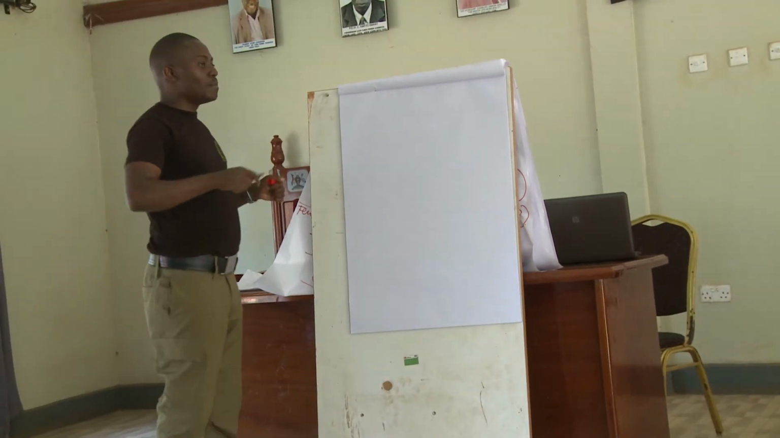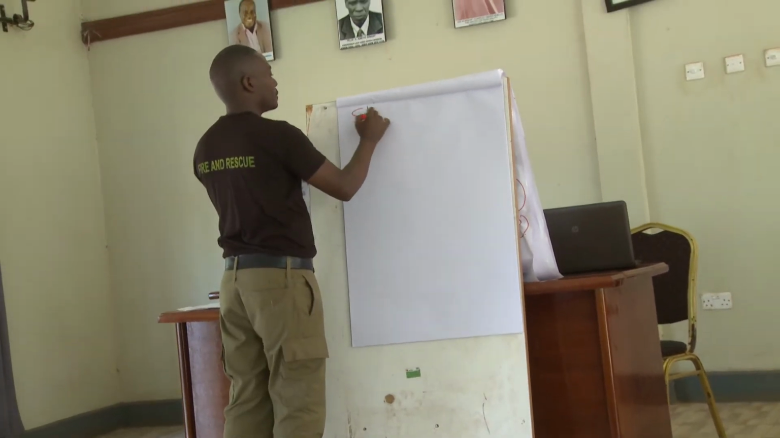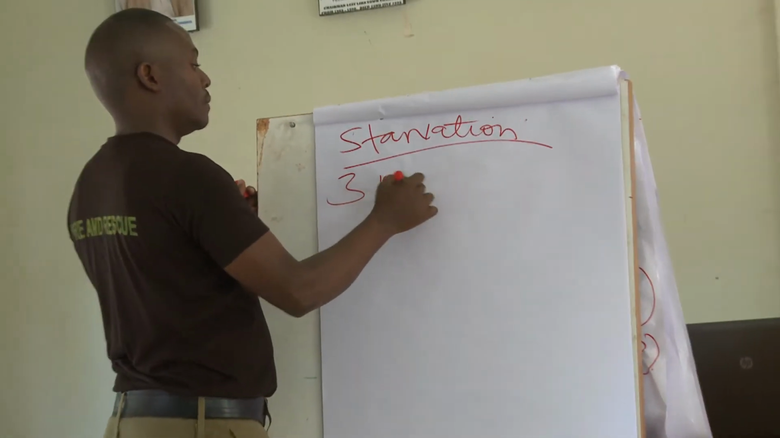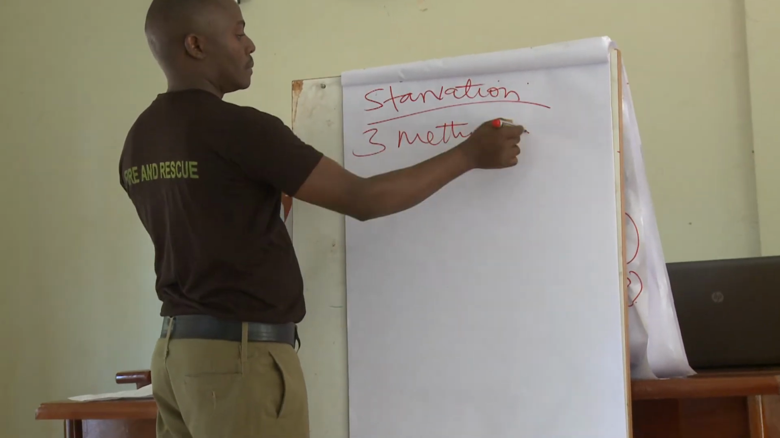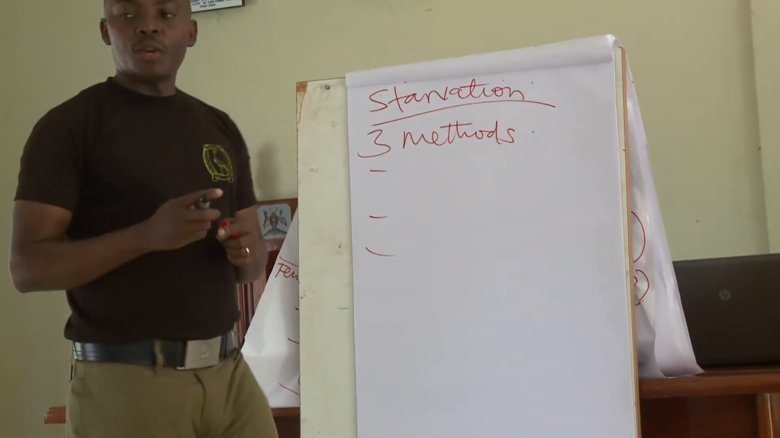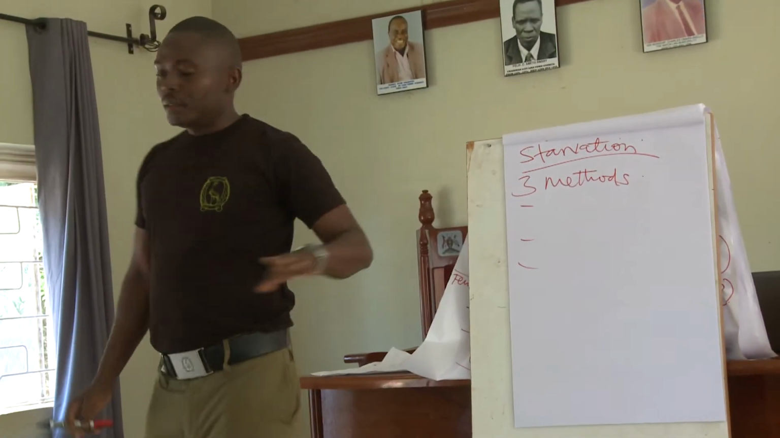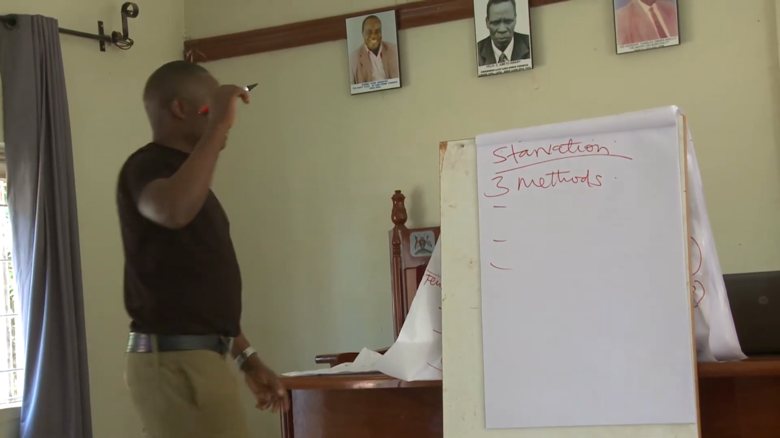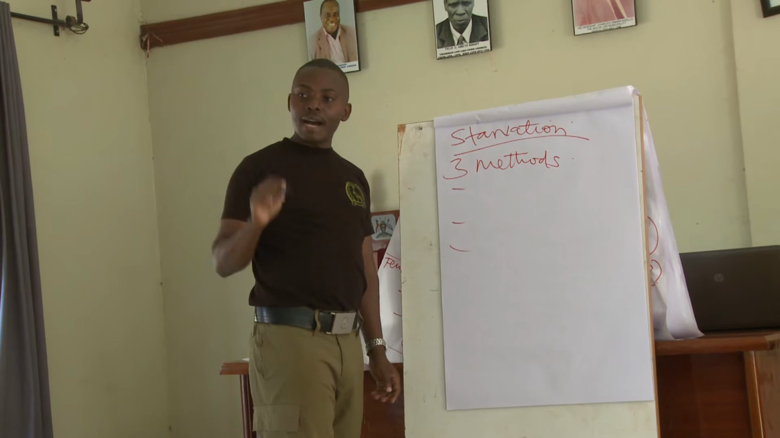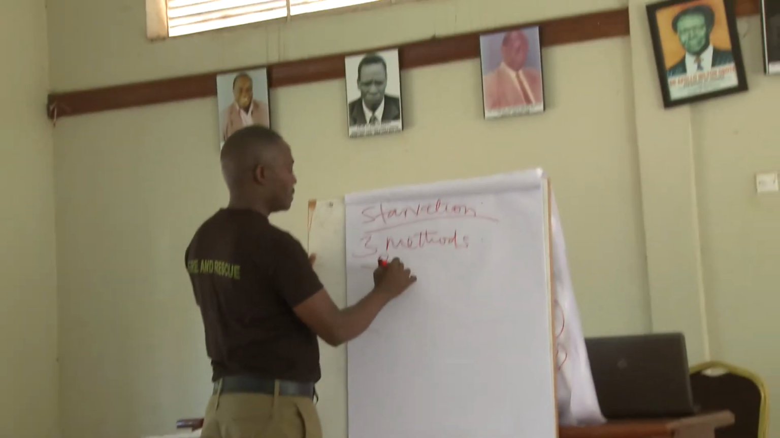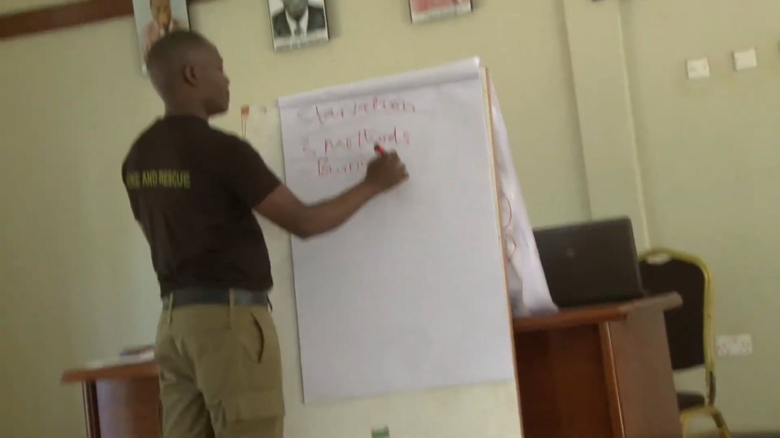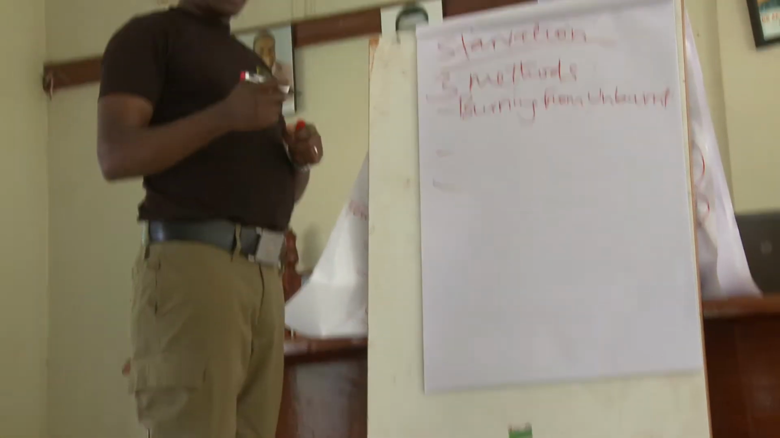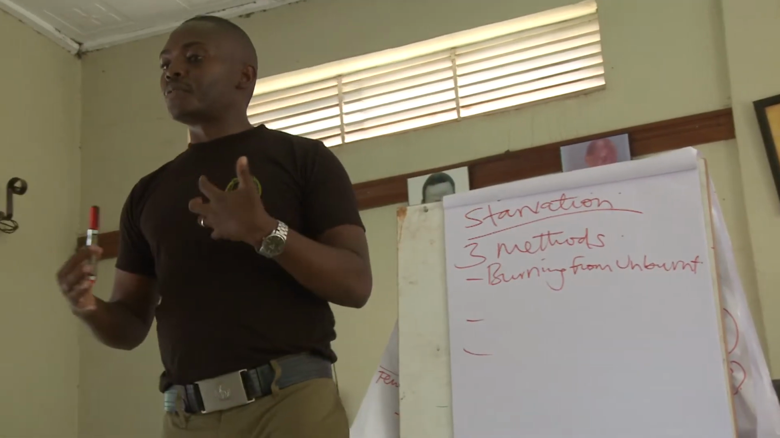So we have three methods of effecting the starvation method of fire. One, by removing the burning materials from the unburnt materials.